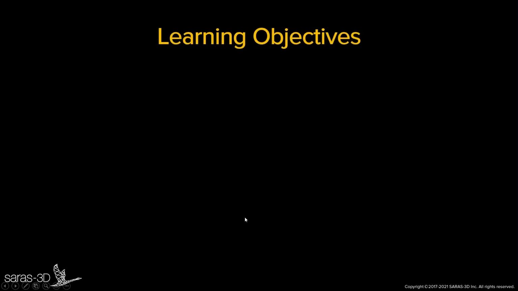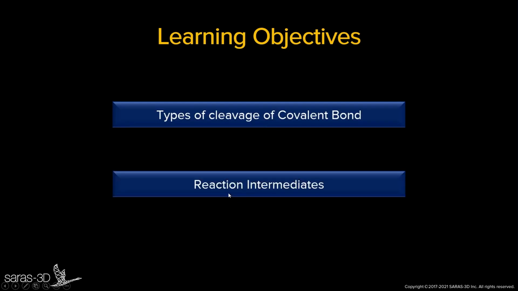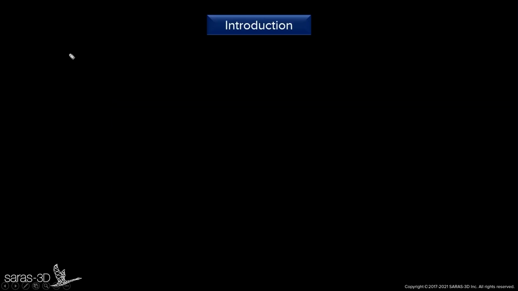Alright then, let's look at the learning objectives here for the video. So today we will be talking about the types of cleavage of covalent bond, and we will be looking at what is reaction intermediate and how many types of reaction intermediates do we have. So let's just first understand what happens in an organic chemical reaction.